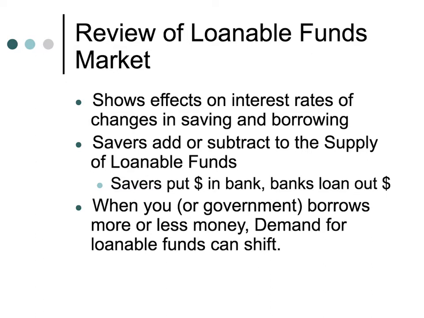So if you put more money into the bank, or you save more, or MPS, for example, goes up because that's the amount that's saved, then banks can loan out more money, so there's more supply available of loanable funds, and so supply would increase. When you, or government, borrows more or less money, demand for loanable funds can shift. So if more people are looking to take out loans, so more people are going to college, more people buying cars, more people buying houses, they demand more loanable funds, and that shifts the demand curve for loanable funds.